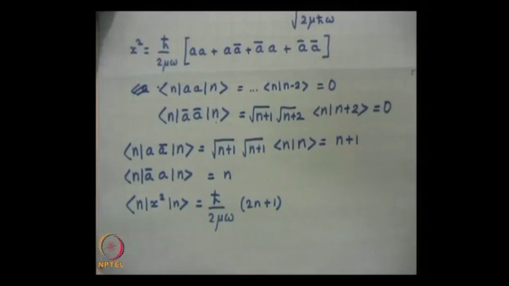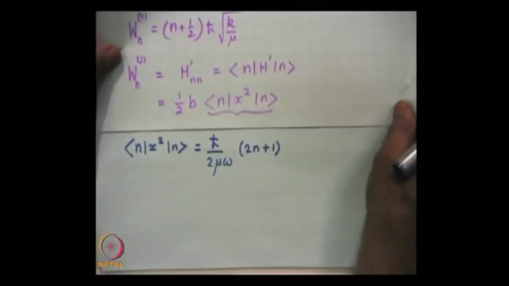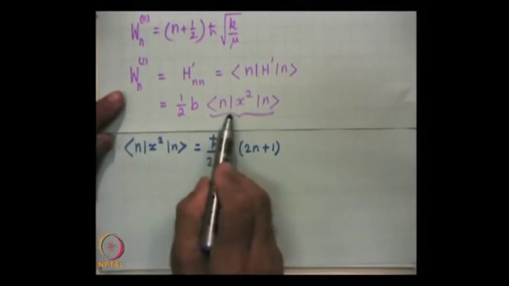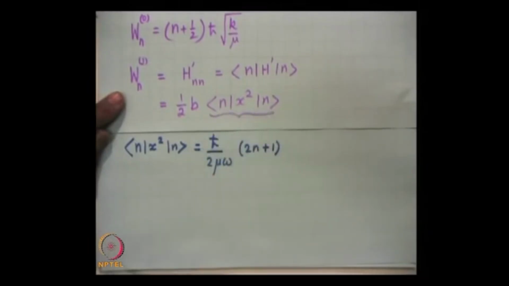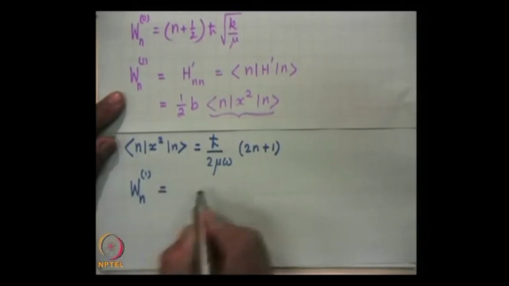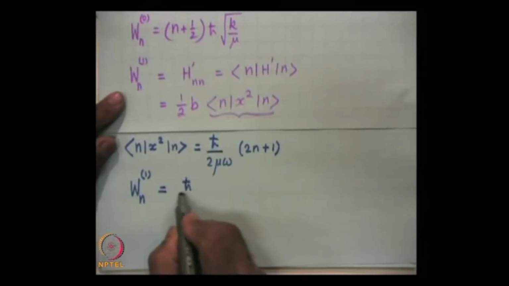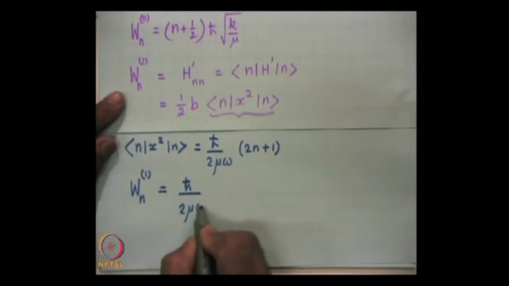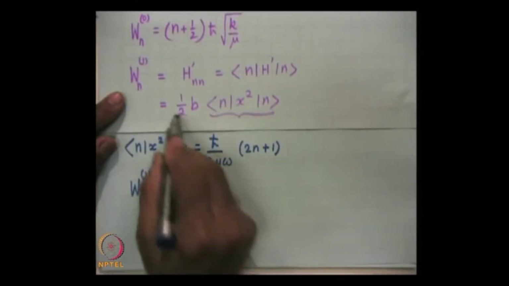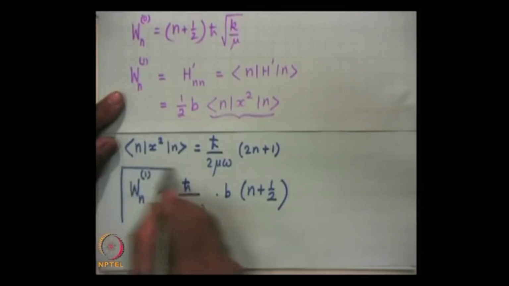And therefore, if you recollect that the perturbation was equal to half B times the matrix element n x square n, the first order perturbation will be half B times h cross by 2 mu omega into 2 times n plus half. So, this is the first order perturbation.